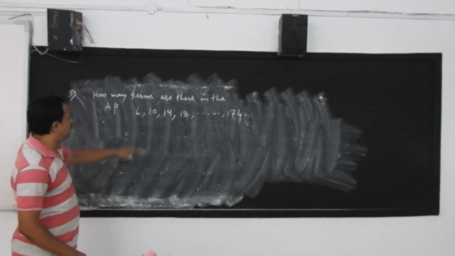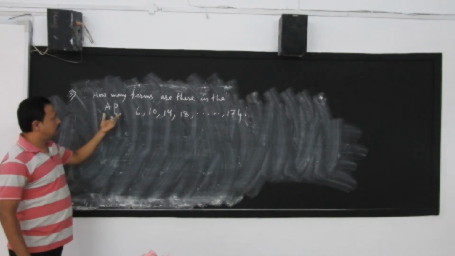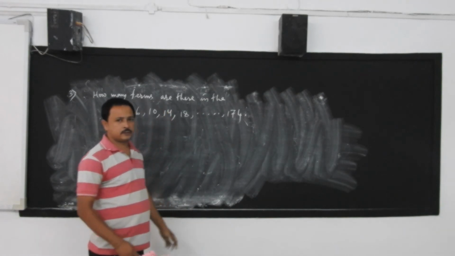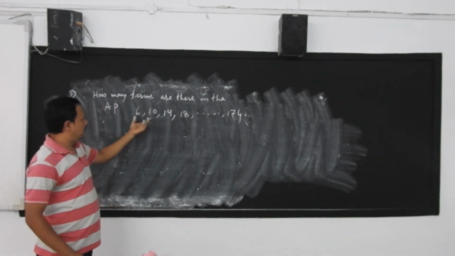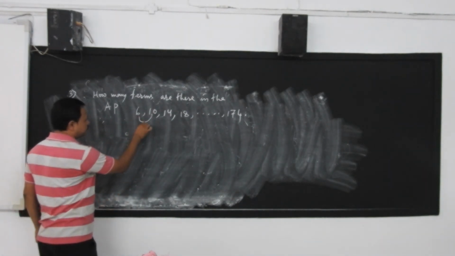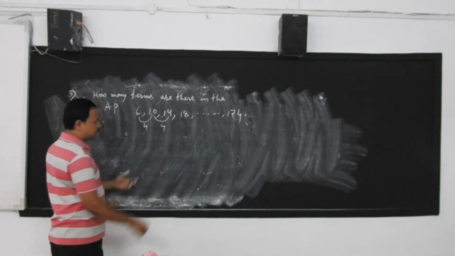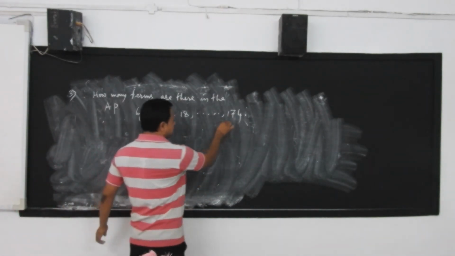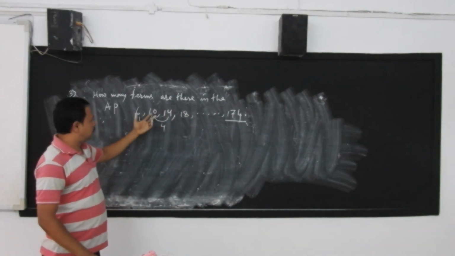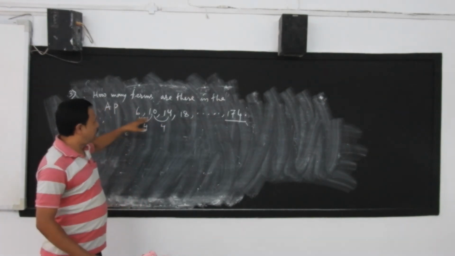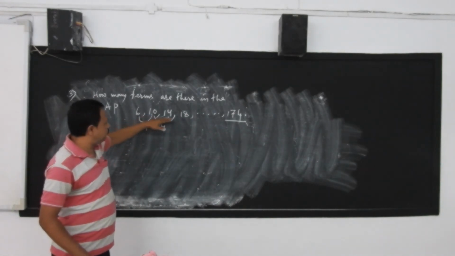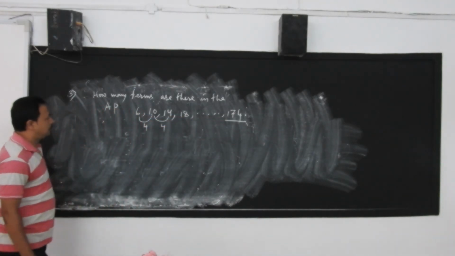See this question, how many terms are there in the AP 6, 10, 14, 18, dot, dot, dot, 174. So here the first term is 6, the common difference will be 10 minus 6, 4, 14 minus 10, 4, that means the common difference is 4, and the last term is given, 174. Here the last term is given, but in between many terms are there. We don't know how many terms are there, that you have to find out.